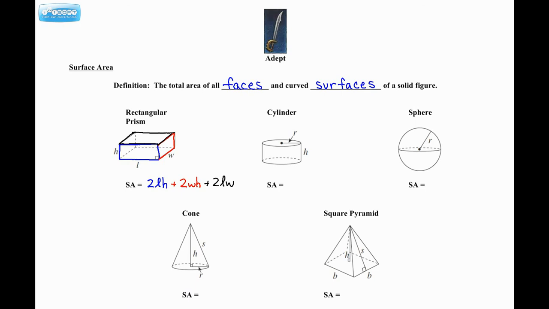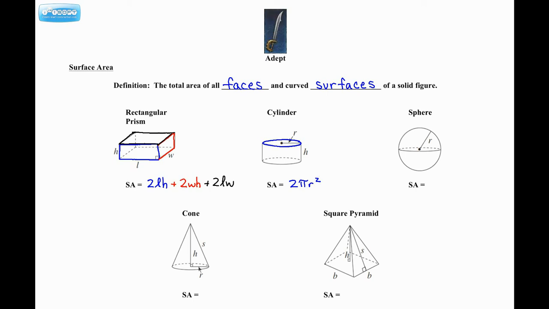Next we have a cylinder. You should be familiar with what that is. The surface area of that is, well, if you find the area of this circle, which is pi r squared, you double that because we also have one on the bottom. That's going to give me 2 pi r squared. So this part of the formula is just the 2 circles, the top and the bottom.